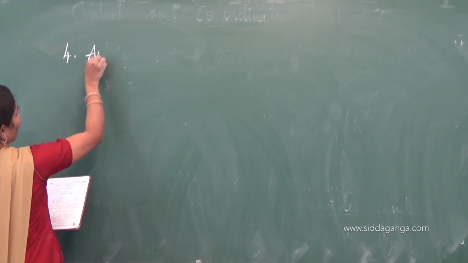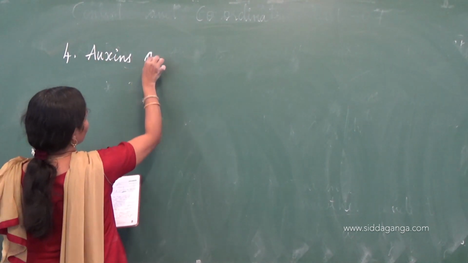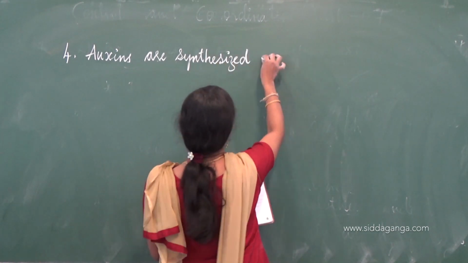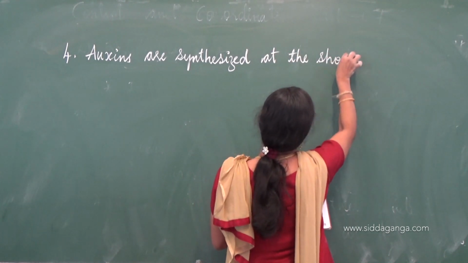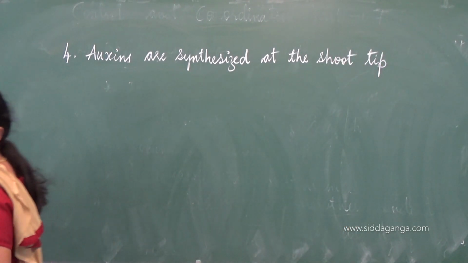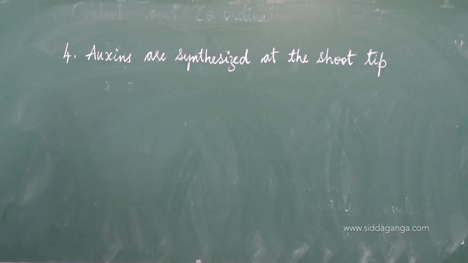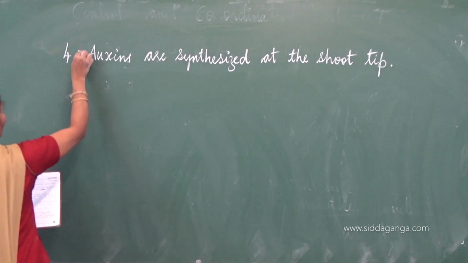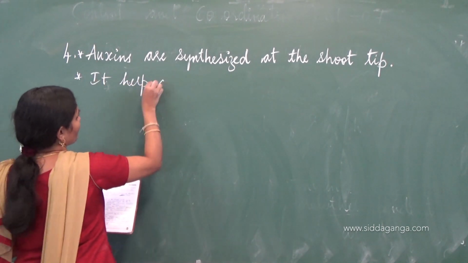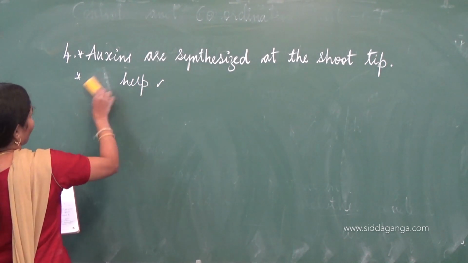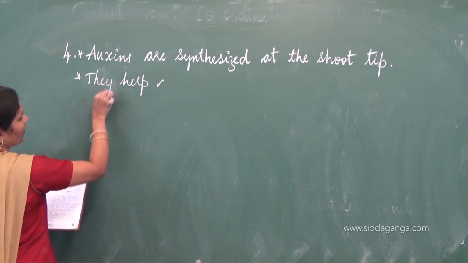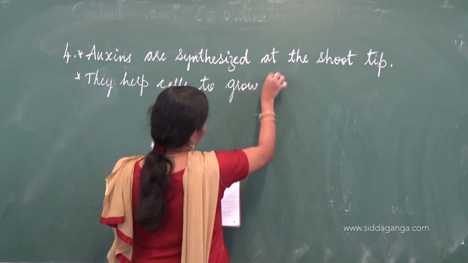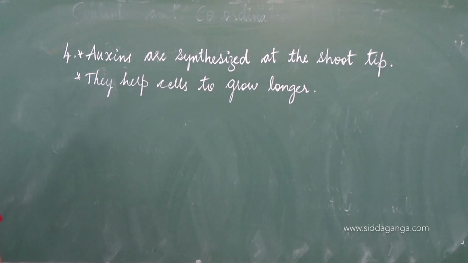First, we'll write something about auxin. Auxins, the hormones, are synthesized at the shoot tip. Is this point clear to you? Auxin is a hormone synthesized at the shoot tip, and it helps cells to grow longer. Auxins is a plural form, you can write they help cells to grow longer. So this is the extra information. Now comes the actual answer.